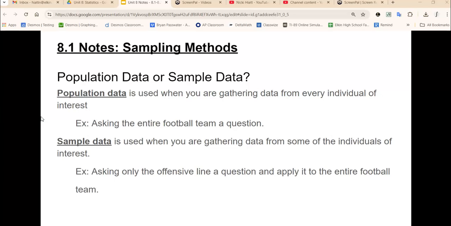So, for example, if you only ask the offensive line a question like, what's your favorite color Gatorade? Then you apply that to the whole team. You run a risk of bias whenever you're using sample data. So what we're mostly going to be talking about today is how to design a fair experiment or a fair survey.